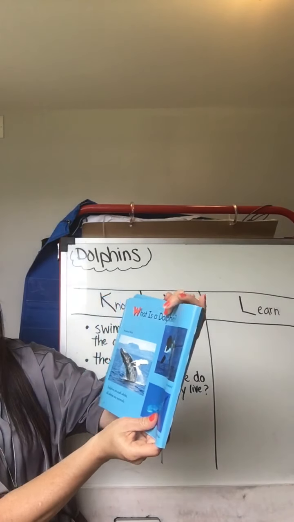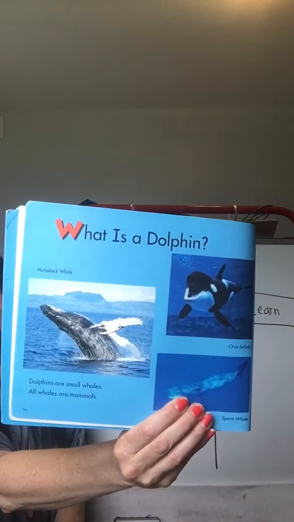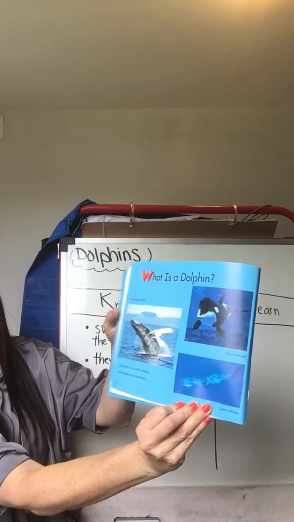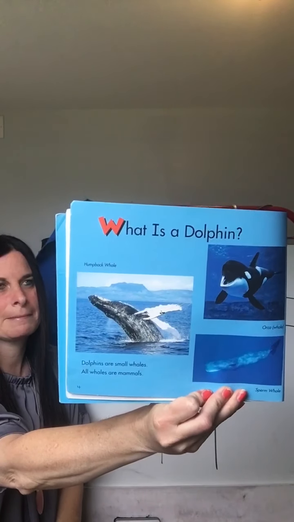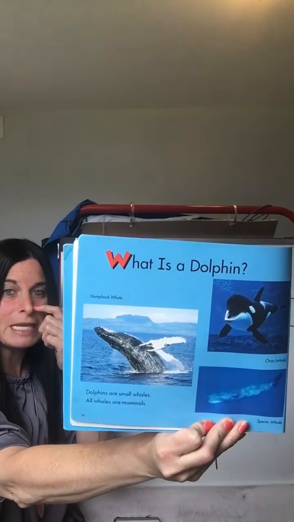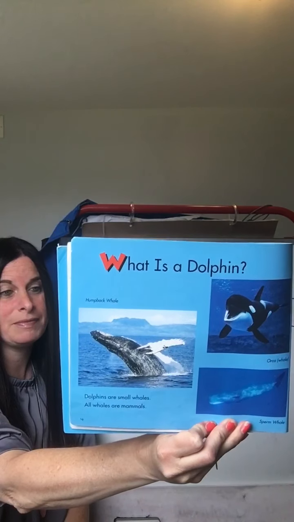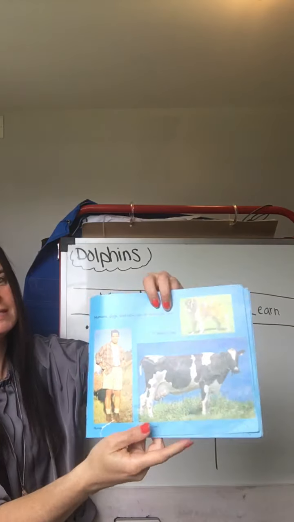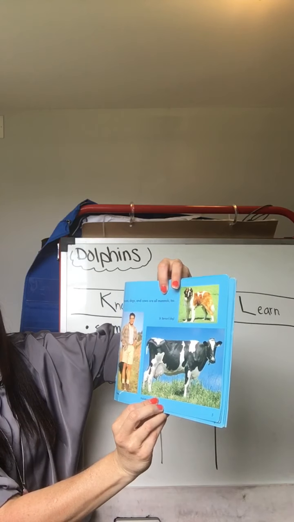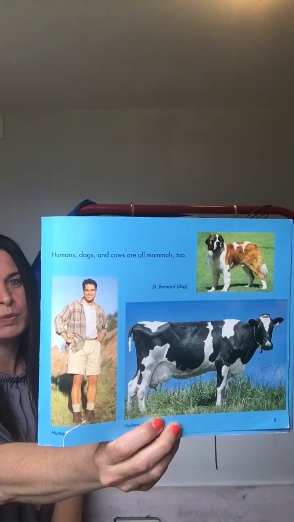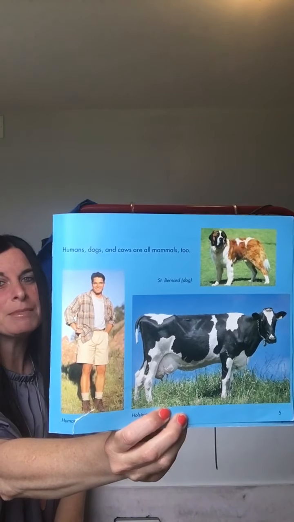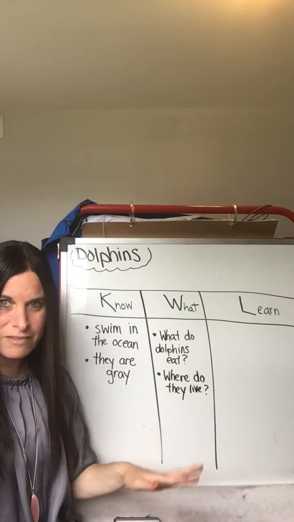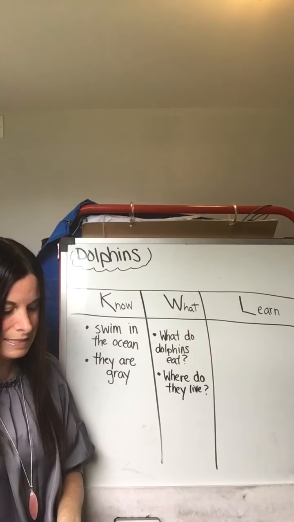What is a dolphin? Dolphins are small whales, and all whales are mammals. So mammals mean, right, that they're warm-blooded. They have hair. Humans, dogs, and cows are all mammals too. So we're mammals. Mammals also, when they give birth, they give live birth, meaning that they don't lay eggs.